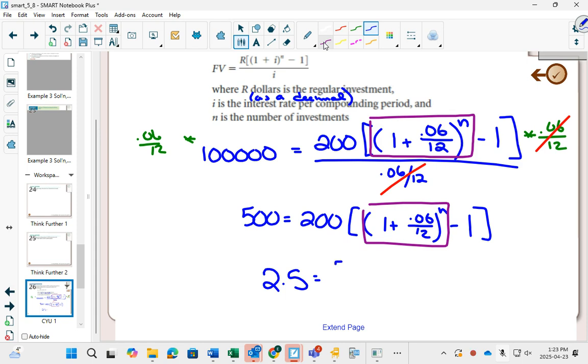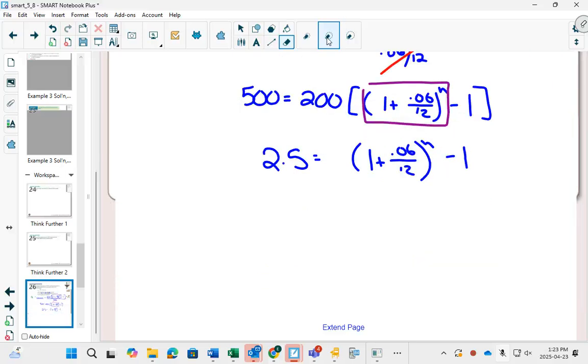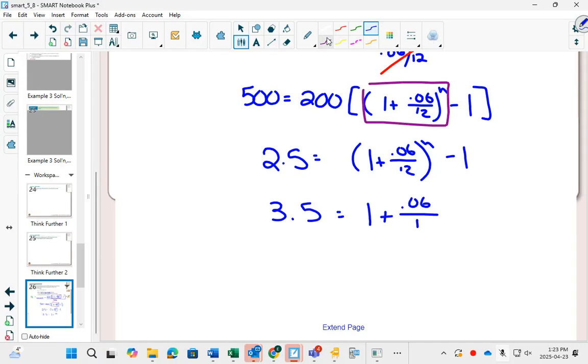And now, I'll keep the square bracket there, but can you see that I technically don't really need this square bracket anymore? It's not doing anything on that side. So now I could add 1 to both sides. And I finally get this all by itself on one side of the equation.